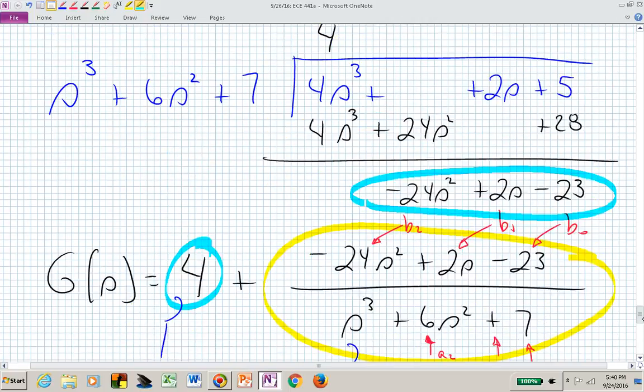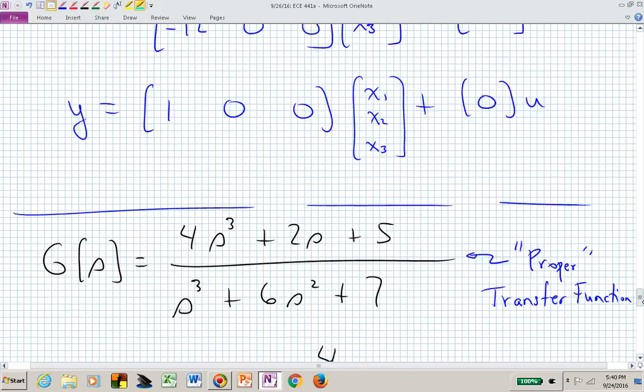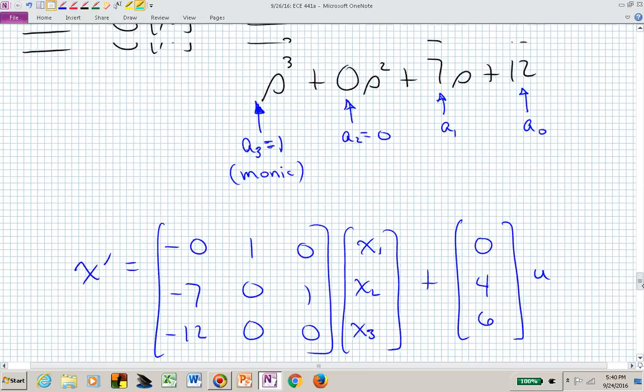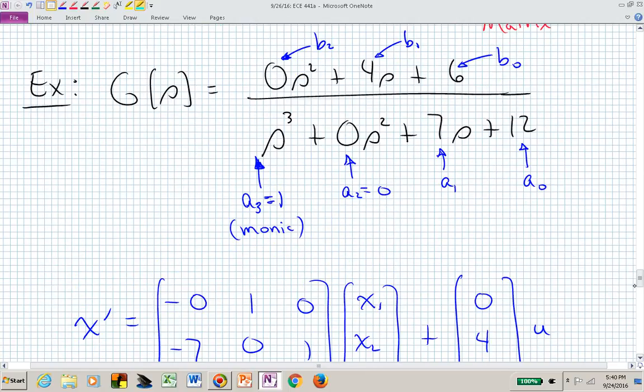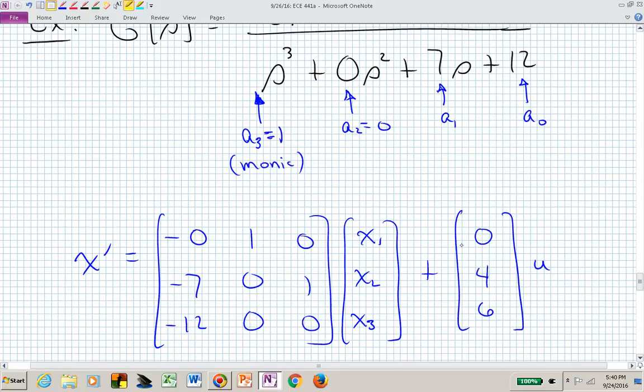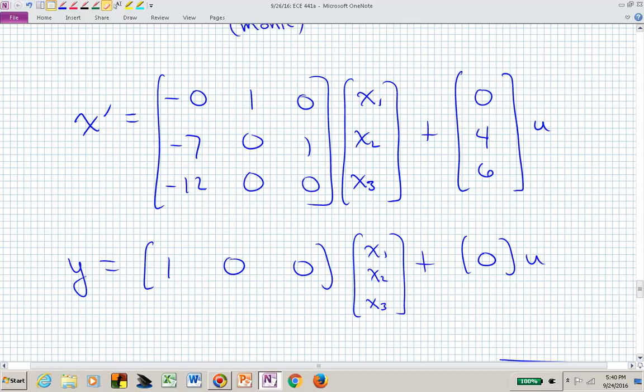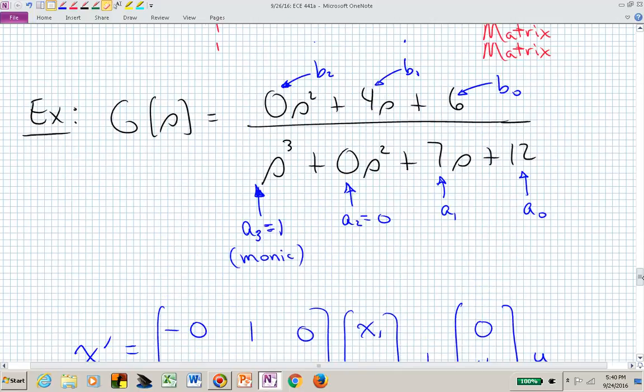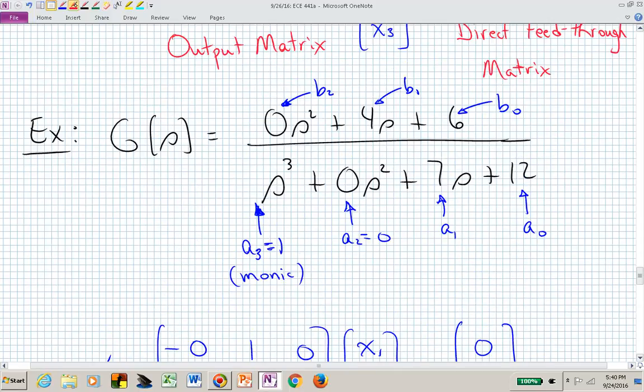If we had a strictly proper transfer function, which is what we started with here, even if b sub 2 was non-zero, that would now be going into this equation, and we could still handle that. We wouldn't have to worry about long division. We could immediately write down by inspection this state space representation. If we did have an a sub 2, if this particular value was there, then it would go right there with a change of sign.